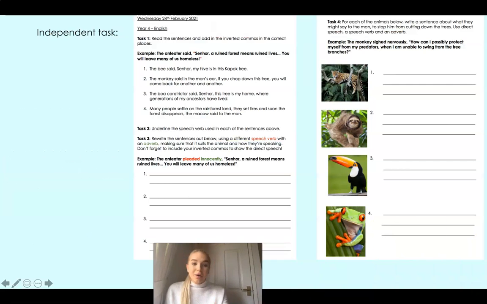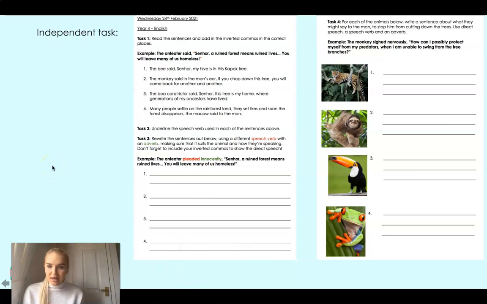Now it's your turn. You have 4 tasks to do today. Now tasks 1, 2 and 3 are not long tasks, okay? Task 1 is to simply add in the inverted commas. You do not need to change any punctuation. You just need to add in inverted commas, just like I have here. So you've got several sentences. You need to spot the reported clause and then put inverted commas where they are needed. You are not adding any punctuation.